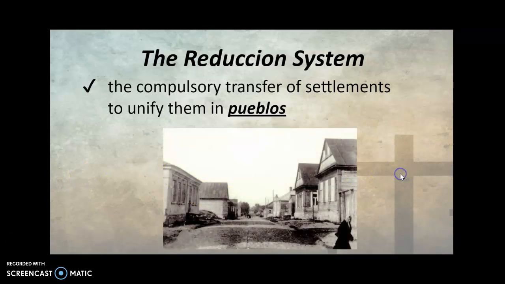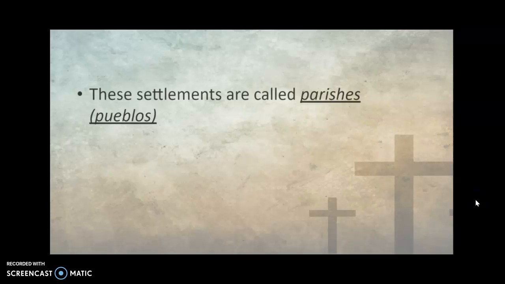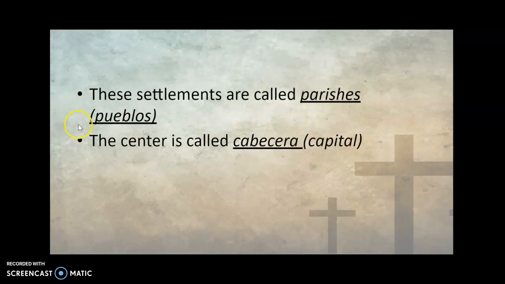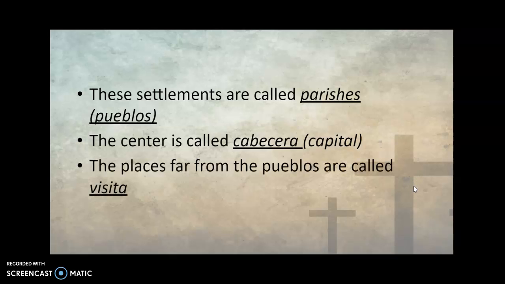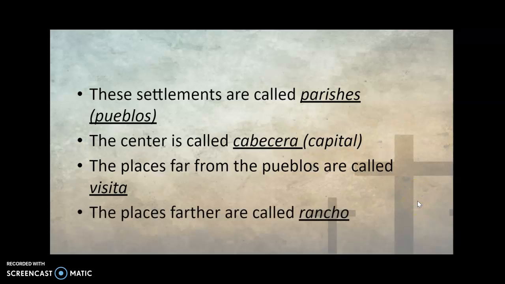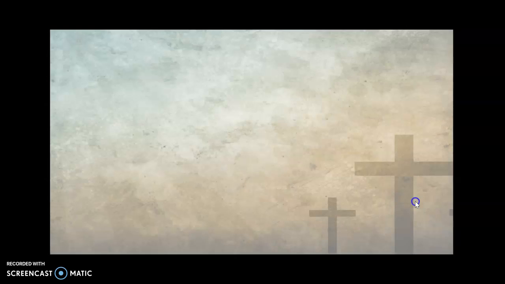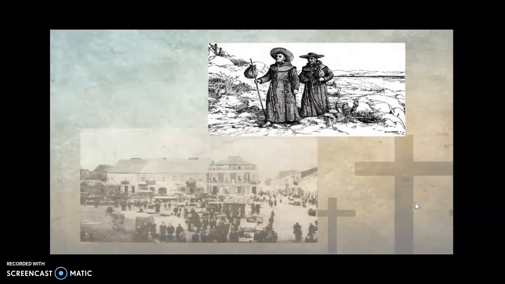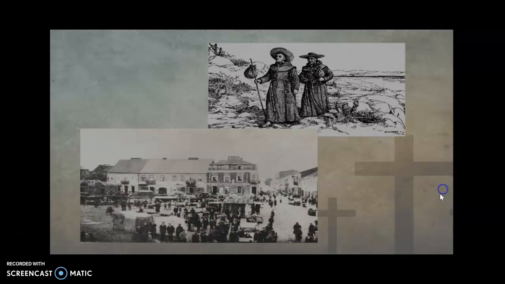Aside from that, we also learned that the center or the capital of the pueblos is called cabecera, and the people who live far from the pueblos are called visita, and the people who live farther from the pueblos are called rancho. Alright. Next. Here. These are some examples.